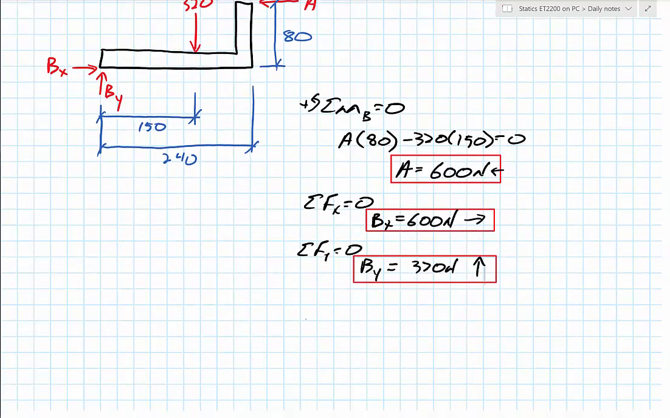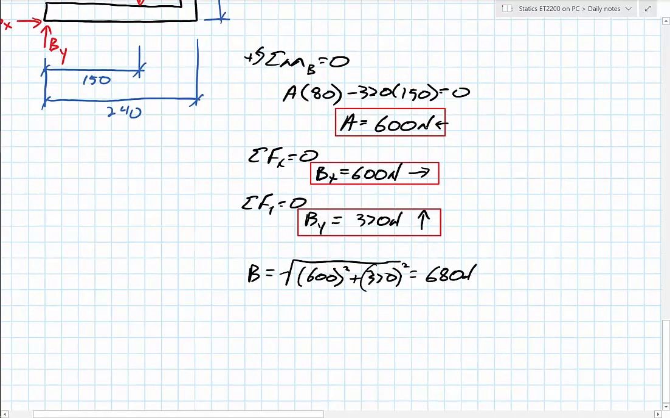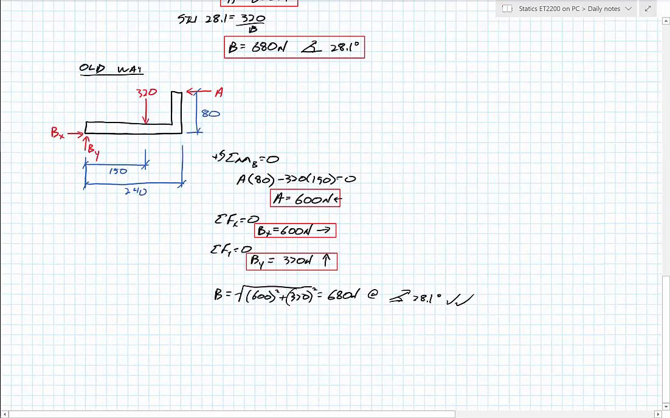So to compare what I just did a second ago, my total reaction at B, the square root of 600 squared plus this 320 squared, will give me 680 newtons. And if I did the inverse tangent, I would find out that that's at an angle of 28.1 degrees. So we can show it either way, but that's 2 3/4 bodies.